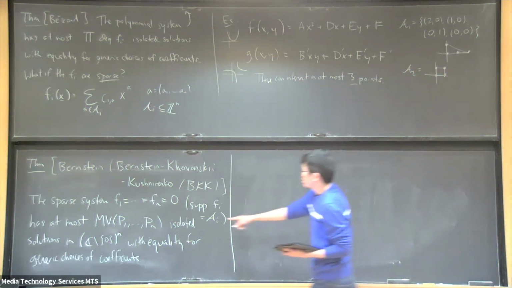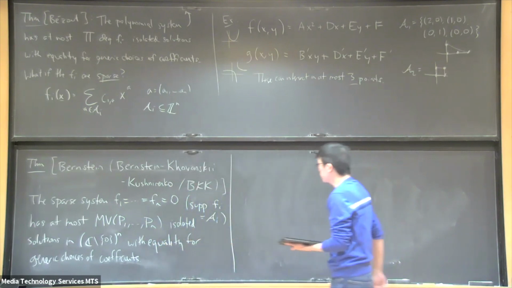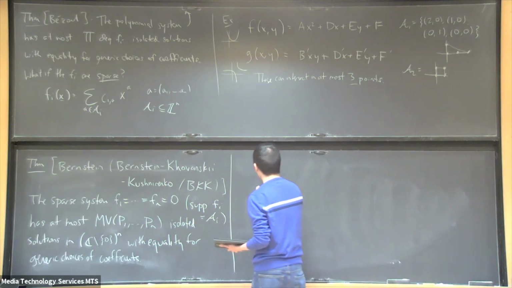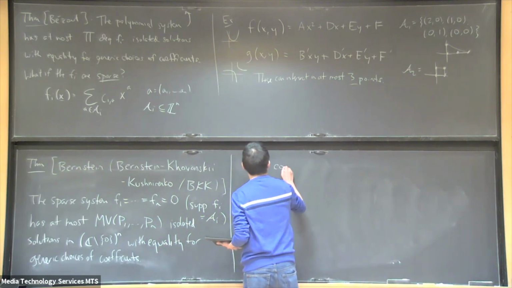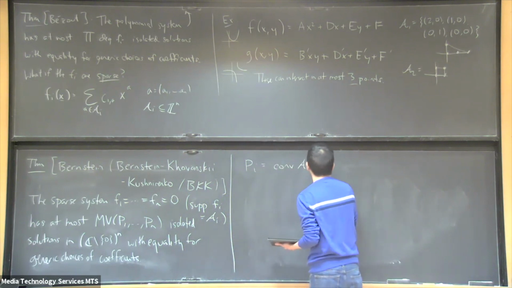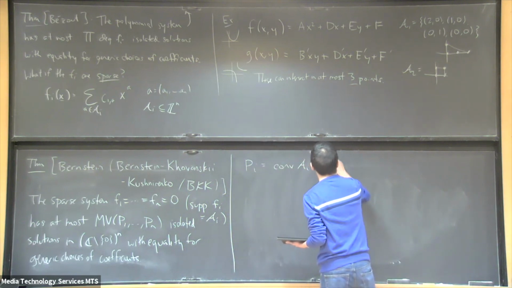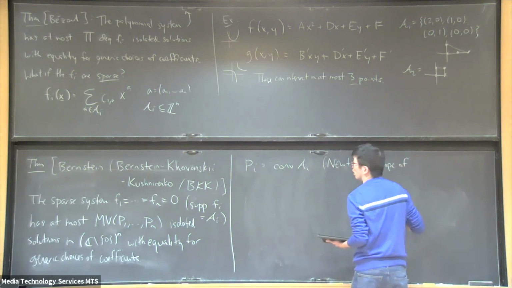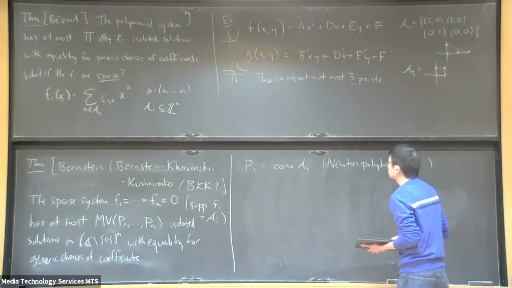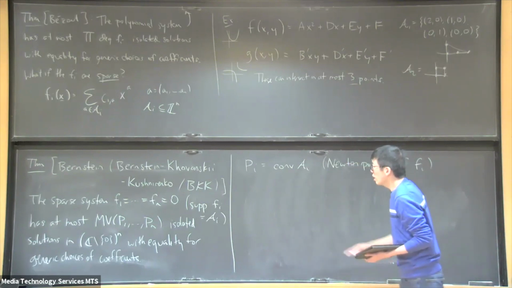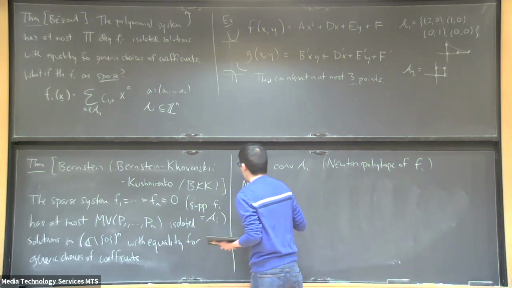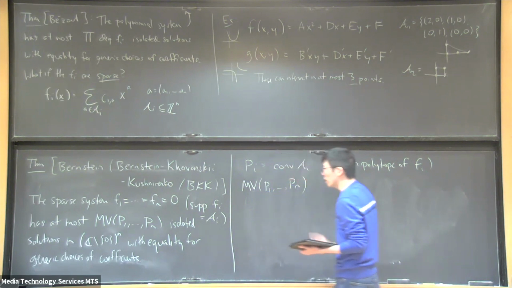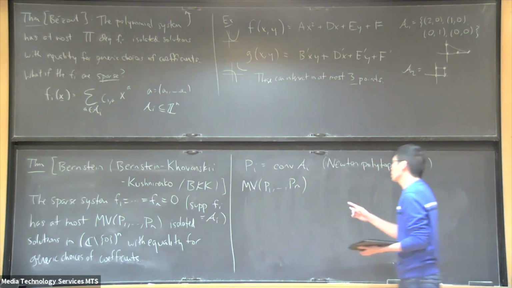So these P's are the Newton polytopes of the polynomial, just the convex hulls of these sets A_i. So here, P_i is just the convex hull of A_i, or the Newton polytope of F_i. And then this MV is this function that takes n polytopes and spits out a number, and this function is called mixed volume.